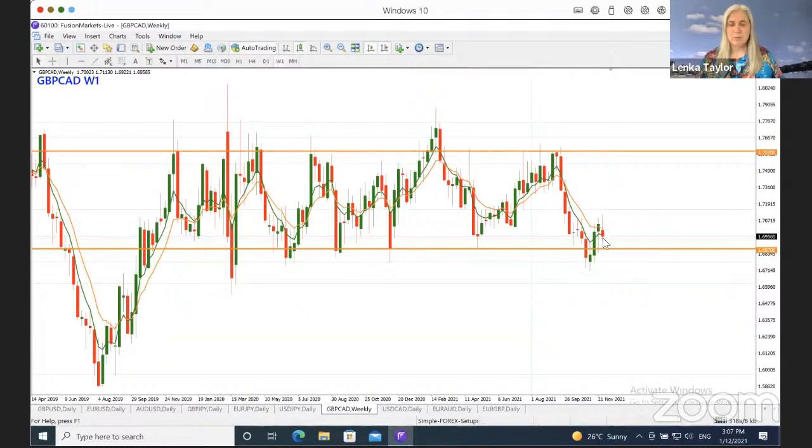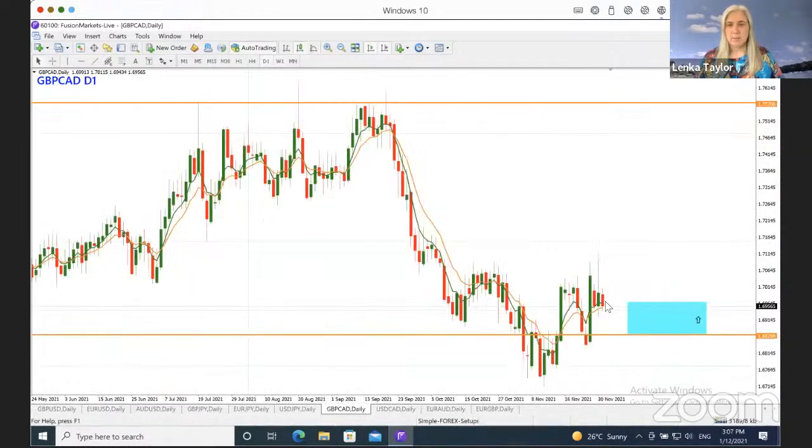So just looking for the price to go a little bit sideways and looking for a reversal quite close to this support line. If there is a daily reversal, then I'm looking for a long opportunity on this one.